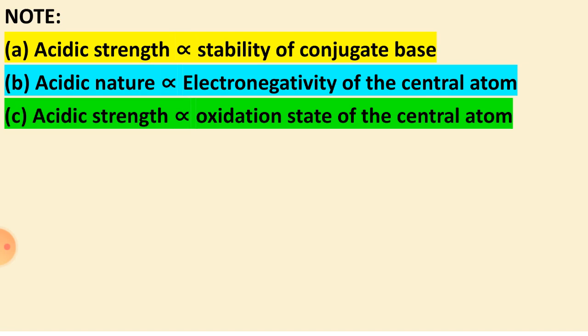Now similarly, acidic strength also depends upon the oxidation state of the central atom. Again, out of HClO4 and HClO3, which is more acidic? HClO4 is more acidic due to the +7 charge on the Cl atom compared to the +5 charge in HClO3. So the higher the oxidation state, the more acidic the character. This is also very important from the examination point of view. In this way you can find the acidic character of oxoacids of halogens, which are very important for examination.